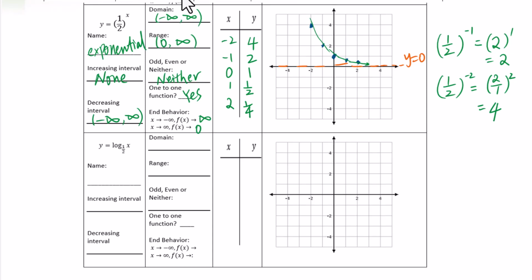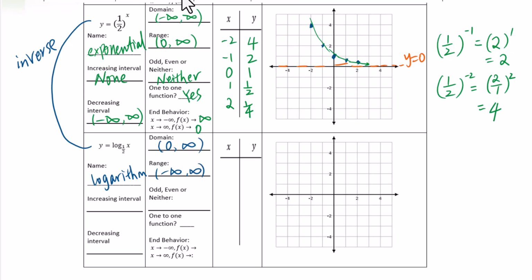y equals log base 1/2 of x. This is a logarithm function. Since these two functions are inverse to each other, we need to switch domain and range to get the domain and range of this logarithm function. Domain from 0 to positive infinity.